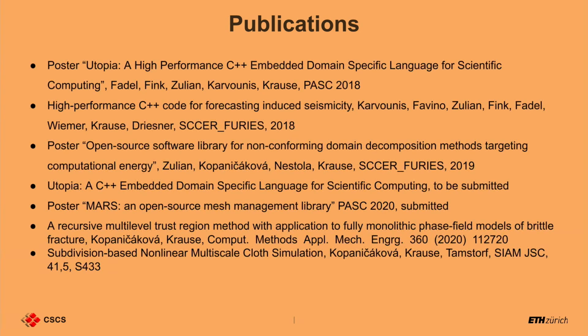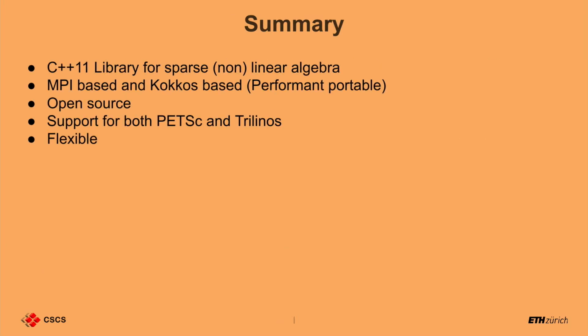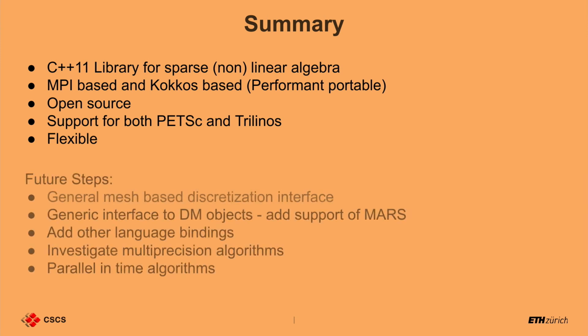This is a bunch of posters and publications we have done with Utopia. And to conclude, I will say that Utopia is a C++11 library for sparse linear and nonlinear algebra. It's MPI-based and mainly Kokkos-based. It's open source, and its design gives the possibility to use both PETSc and Trilinos. As a future step, we would like to extend this not only to linear algebra, but also to finite elements and handling meshes on GPUs. Thanks.